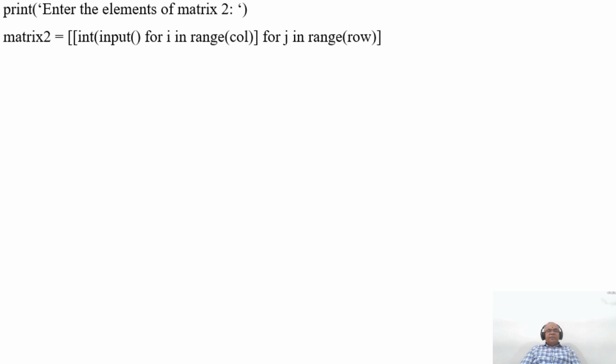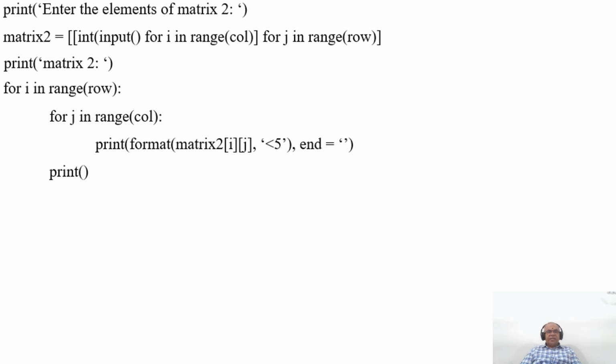Now I want to go for the elements of matrix2. It behaves in exactly the same manner as the first matrix. Again matrix2 will be equal to int input, for i in range column, for j in range row. Then print matrix2: for i in range row, for j in range column, print format matrix2[i][j], with a space of 5 between the two columns, and end to continue on the same line. After completing that row, to go to the next row I use the print function. Then I want to find the result.